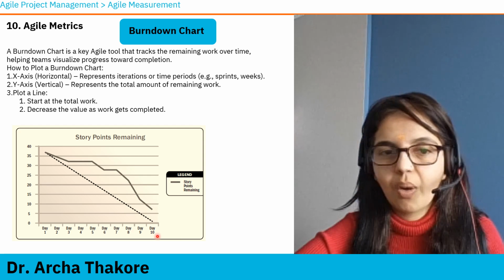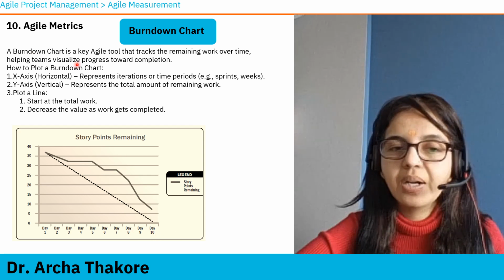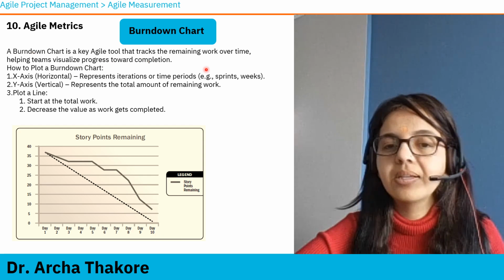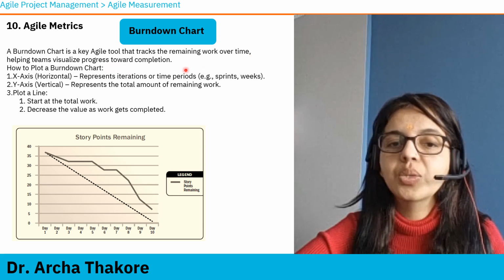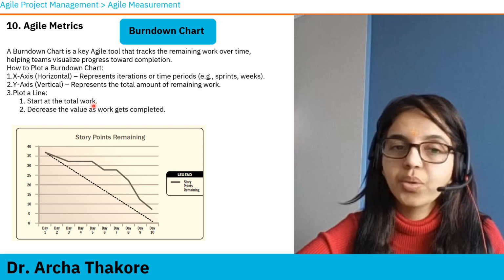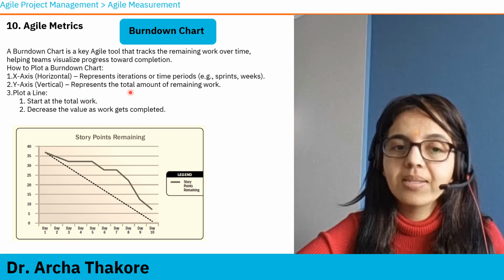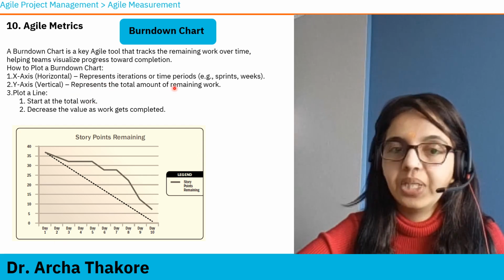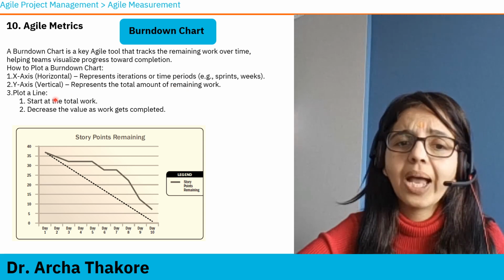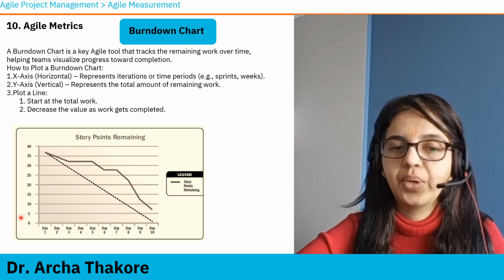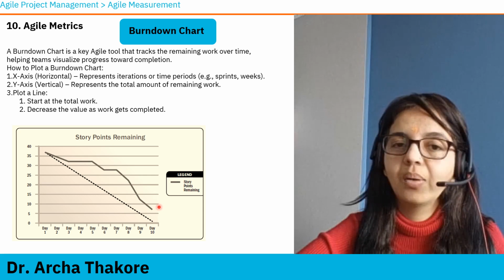Sprint also you can log here. So a burn-down chart is a key agile tool that tracks the remaining work over time, helping teams visualize progress towards completion. How do you plot it? On the x-axis you have the time period. It can be days or it can be iteration sprints. Y is the total amount of remaining work, and this trend line shows how they are progressing.